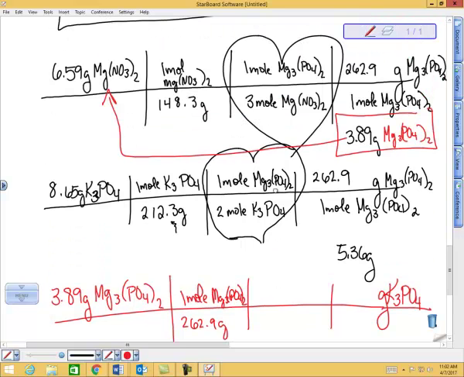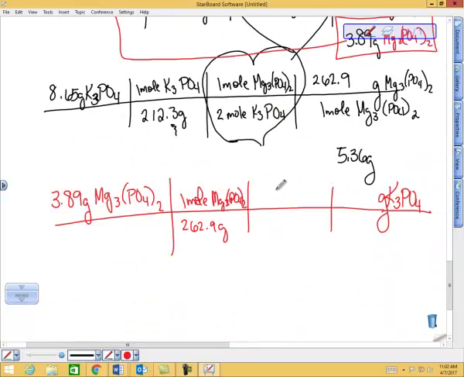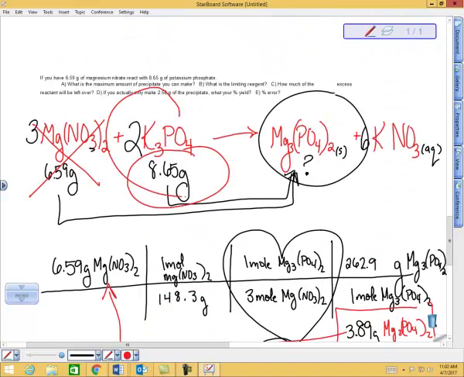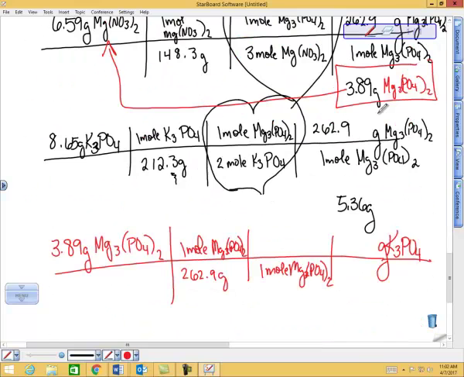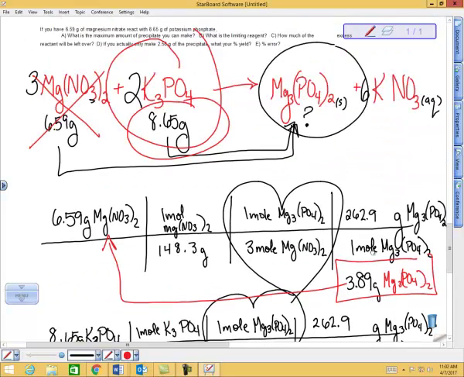Alright, let's see, mole ratio between magnesium phosphate. This one's 1 on the balanced reaction, 1 mole. We're trying to go to potassium phosphate, that's this one, and there's a coefficient of 2. And then 1 mole of this stuff, K3PO4, is 212.3 grams.